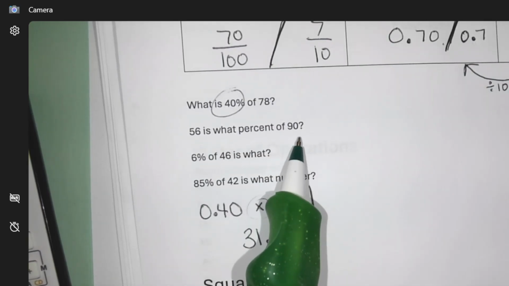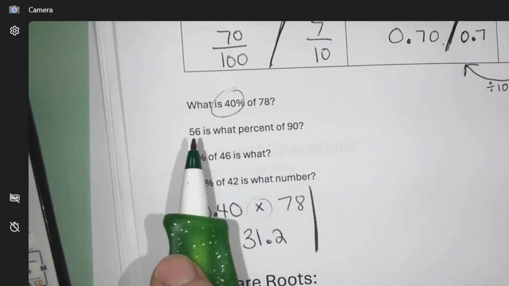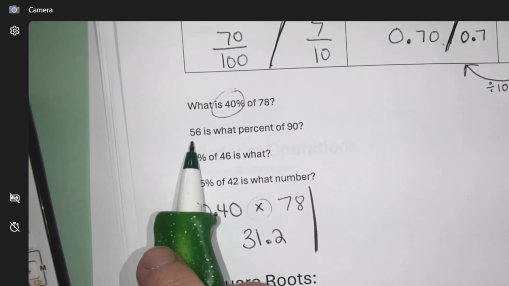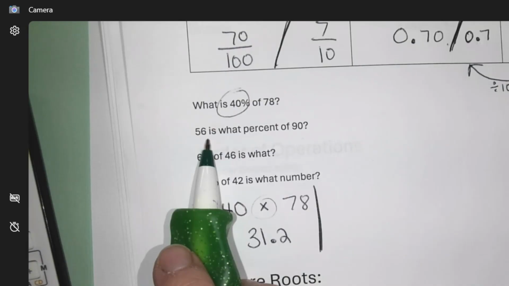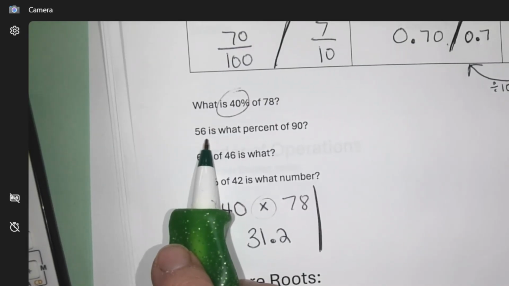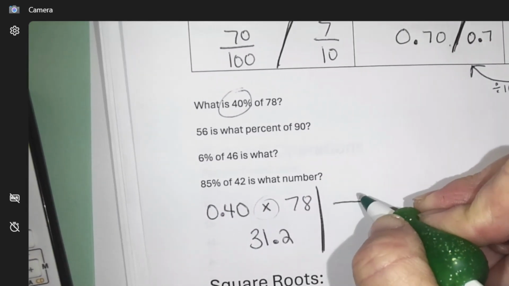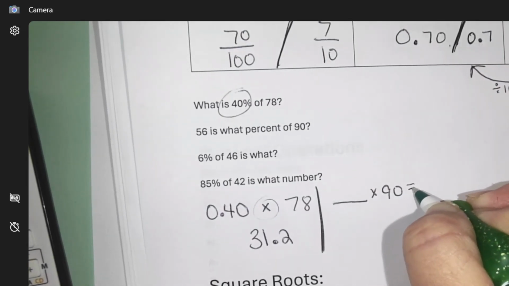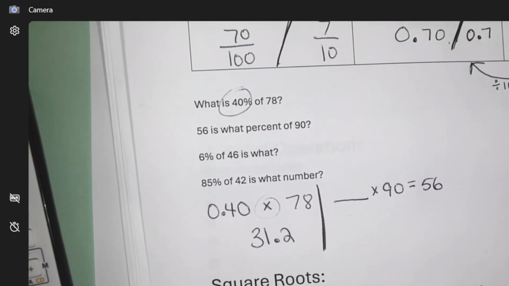56 is what percent of 90? So if you got this on a test, 56 out of 90 questions, do you kind of think about what percent you might get? I'm over 50% because I know my mental math that 45 is half. Okay, so think about your kind of guessing. So here's what we're going to do. What percent times 90 equals 56? This is the question. We always do percent times number like that. What percent of 90 was 56?